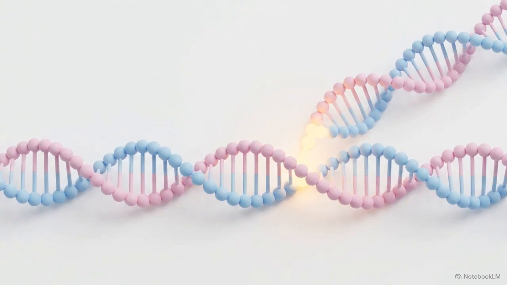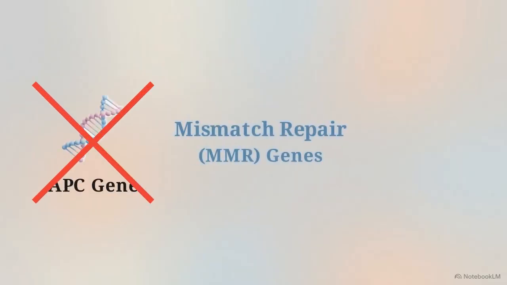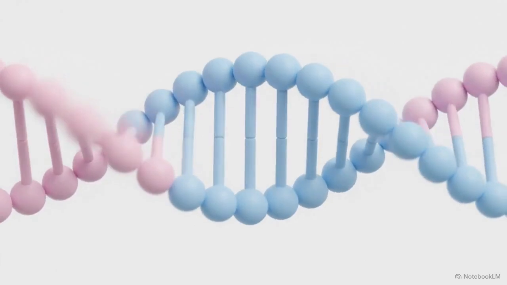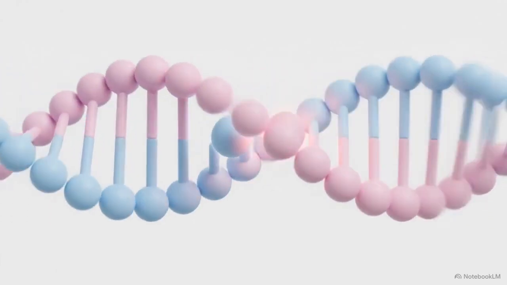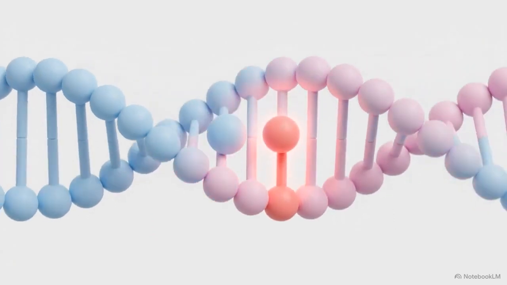Lynch syndrome, or hereditary non-polyposis colorectal cancer, is a separate dominant genetic pathway. It is driven not by the APC gene, but by mutations in mismatch repair genes, such as MSH2 and MLH1. When mismatch repair proteins fail to correct errors during replication, the cell develops a hypermutable state known as microsatellite instability.